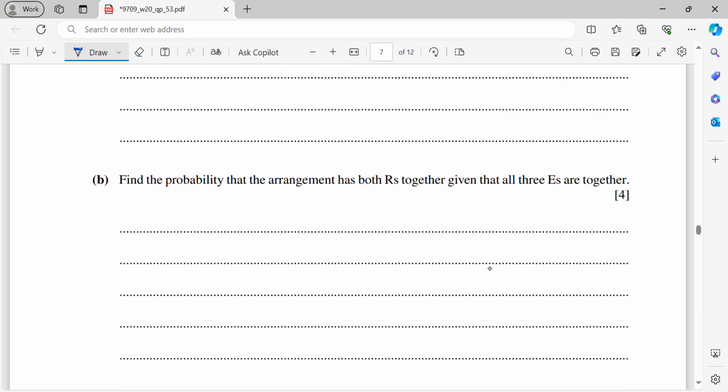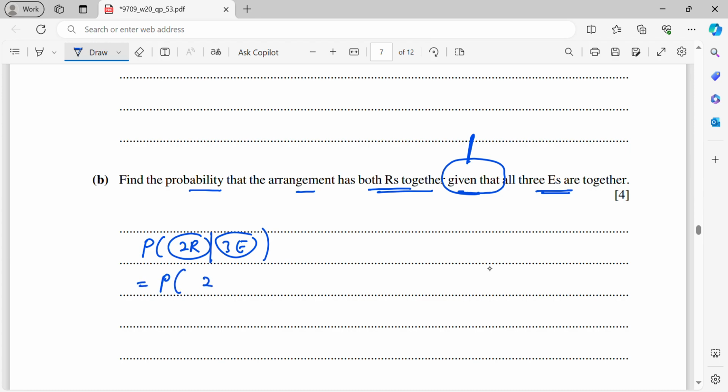Okay, now B. Find the probability that the arrangement has both R's together, given that all 3 E's are together. That is conditional probability. So P(2 R's together, given that 3 E's together). I just write in this form. So that means it will be the probability of 2 R's together and 3 E's together, over P(3 E's together).